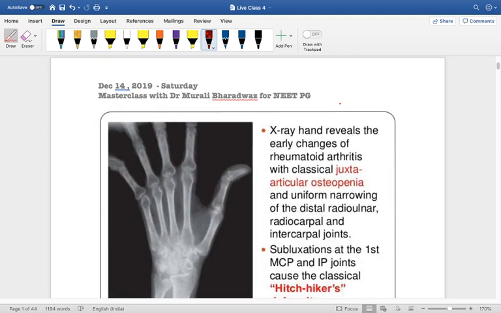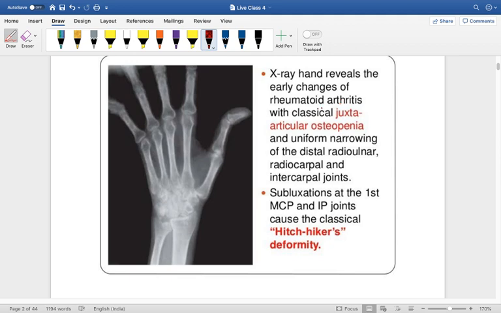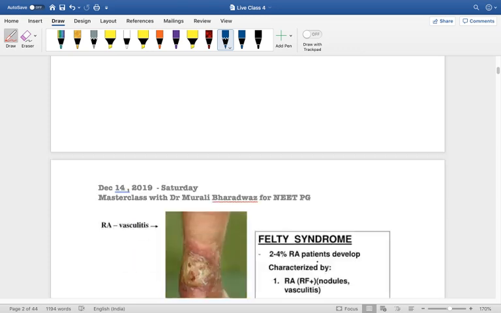Now, doctor, if you look at the X-ray of the hand, what can you see? You can see juxta-articular osteoporosis. Also, there is a subluxation of the metacarpophalangeal and interphalangeal joints. What do you call that? We call it hitchhiker's deformity. Hitchhiker's deformity is what you should remember.